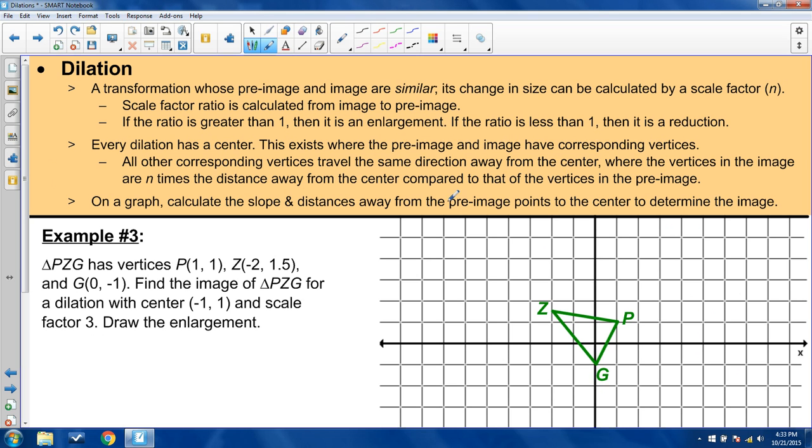Calculate the slope and distances away from the pre-image points to the center to determine the image. All right, in this one here, we are going to draw the image after the dilation. The scale factor will be 3. The only difference is this time the center is not going to be at the origin.